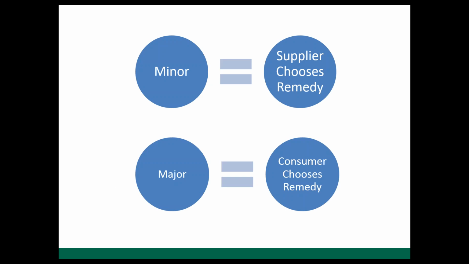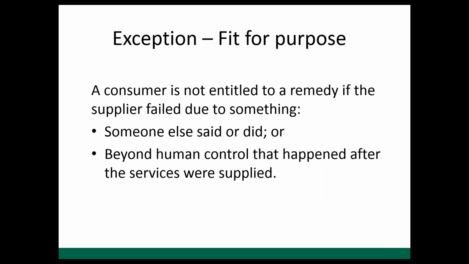So if it's a minor fault, the supplier can choose the remedy and how you want to do it. But if it's a major fault, the consumer chooses the remedy. There is an exception for the fit for purpose. So a consumer is not entitled to a remedy if it's because a supplier has failed due to something someone else said or did, or if it's beyond human control that happened after the services were supplied.